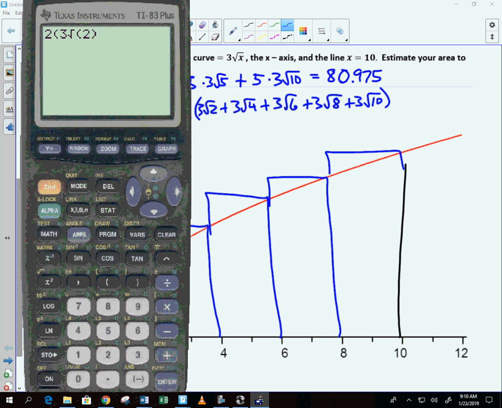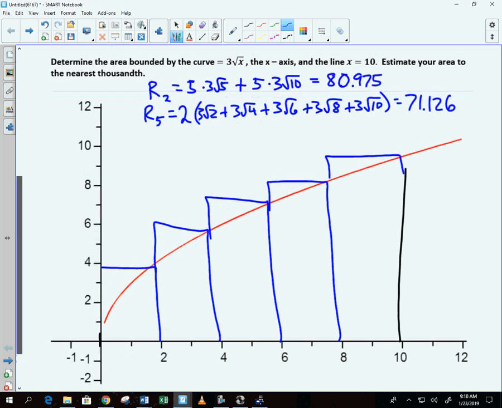3 roots of 2 plus 6 plus 3 roots of 6 plus 3 roots of 8 plus 3 roots of 10. And lo and behold, I got 71.126. Ooh, I got less. Didn't I? I would like to do one more, and then I'm going to show you how to get an exact number based off your calculator.